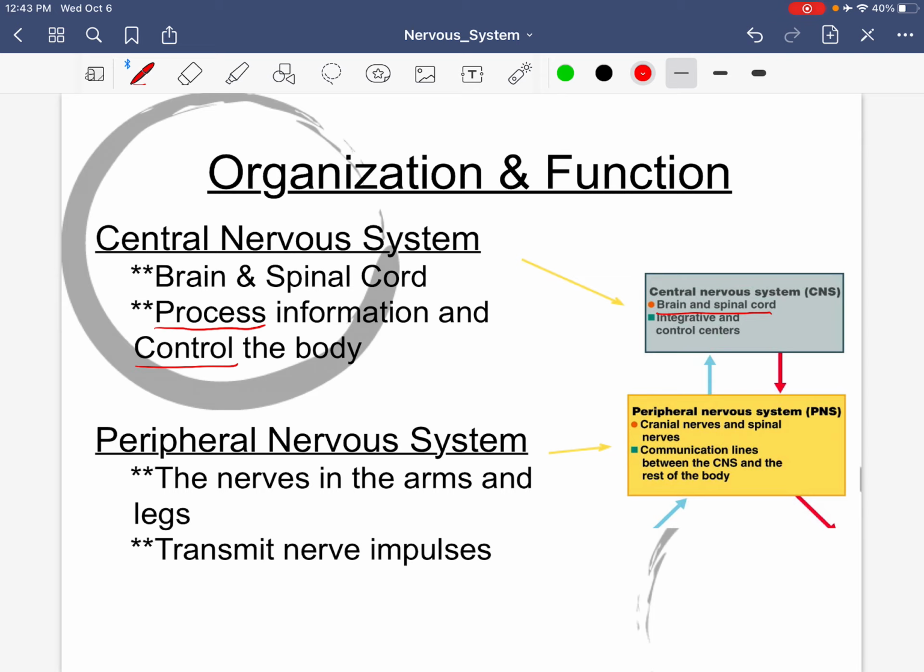Whereas in the peripheral nervous system, because it's only the nervous tissue outside of the brain and spinal cord, the only function of the peripheral nervous system, folks, is to transmit nerve impulses.